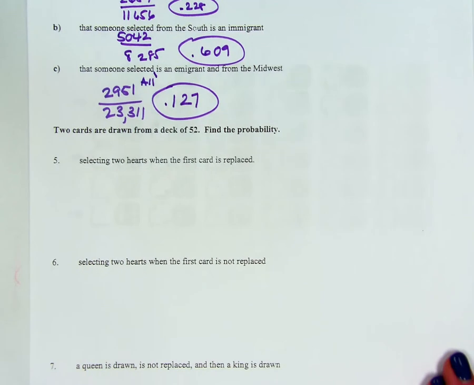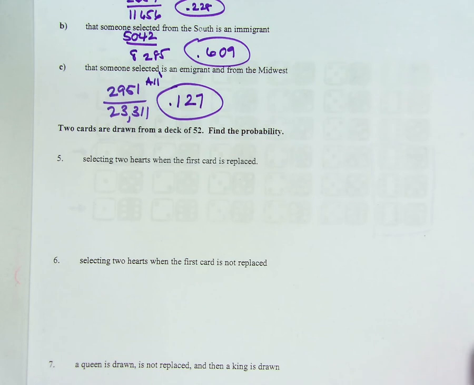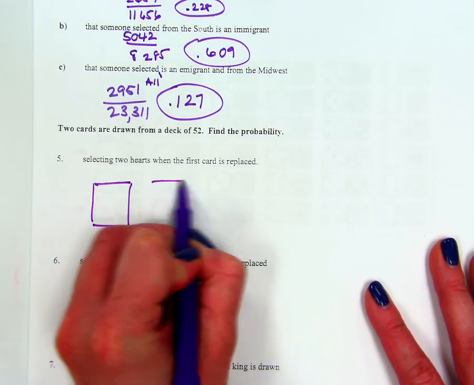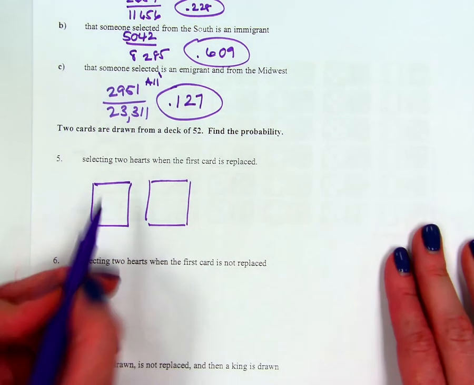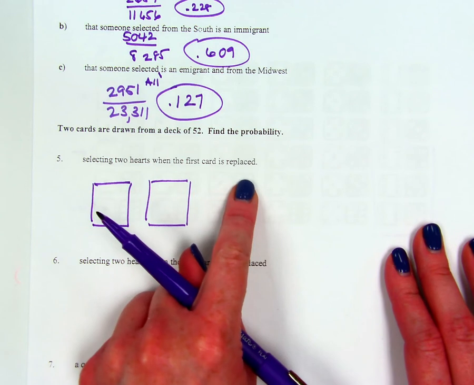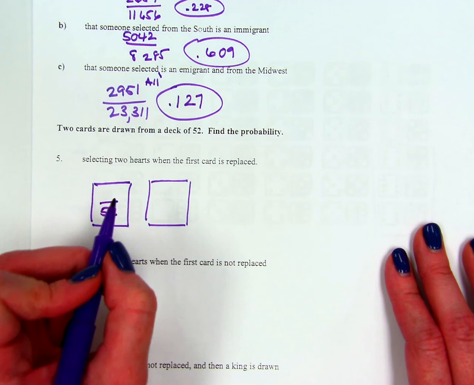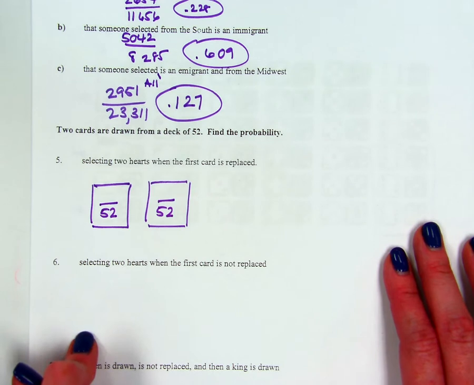So our problem here for number 5 says 2 cards are drawn from a deck of 52. So find the probability. So number 5 says we're selecting 2 hearts when the first card is replaced. So we know we have 2 options. But this is back when we talked about in our notes where we have dependent and independent. So this one is going to be independent because we're replacing our card. So we're selecting 2 hearts, but we're replacing our card. So out of the total number of cards we have, we have 52 cards the first time, and we also are going to have 52 cards the second time because we're replacing that card once we've drawn it.